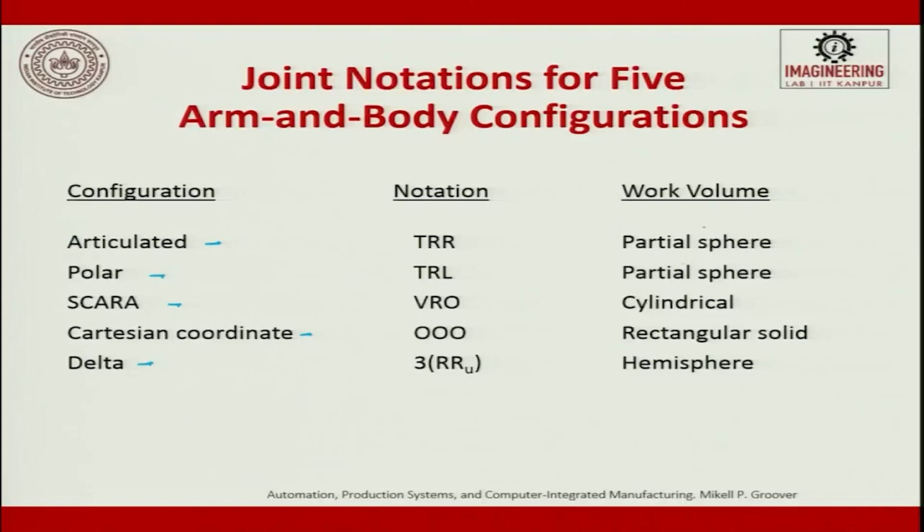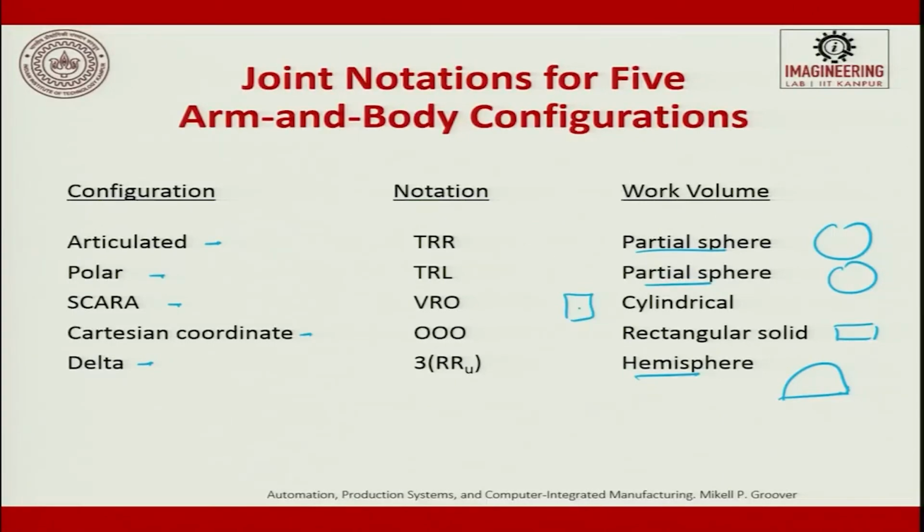So, what is the work volume? It is partially spherical, cylindrical, SCARA, rectangular solid, and this is a hemisphere. Partially sphere, this is a hemisphere. Okay, this is a box, this is a cylinder. Fine. So, this is the work volume.